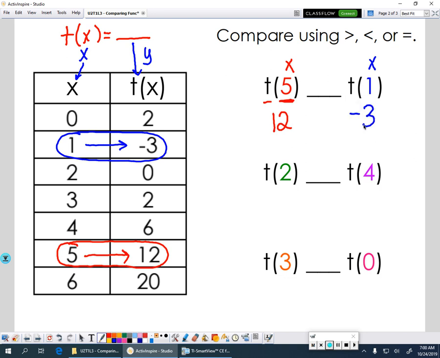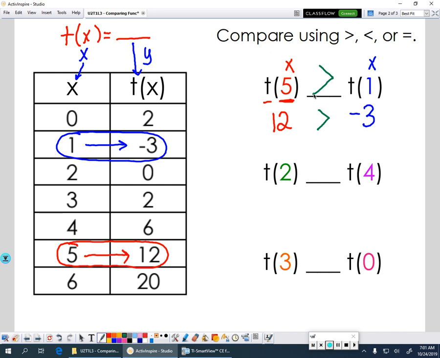Now once I have these two values, 12 and negative 3, I can make my comparison using my greater than, less than, or equal to symbols. I know that 12 is greater than negative 3, so I can say that t of 5 is greater than t of 1. Okay, let's try the next one.